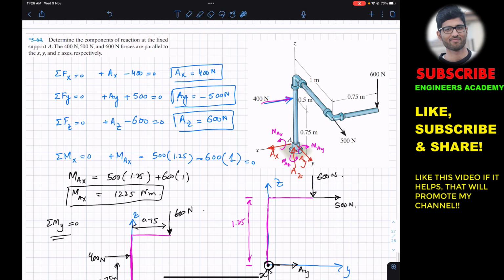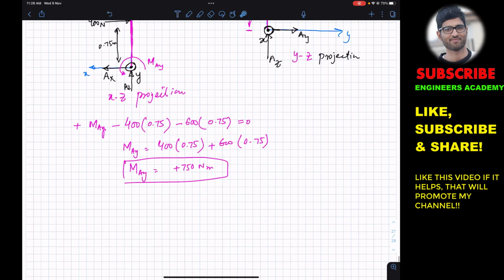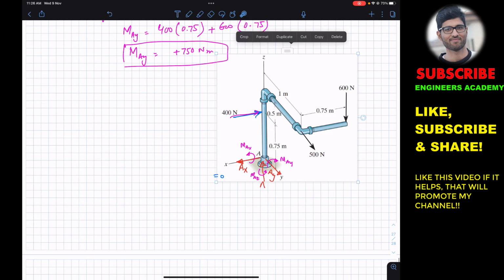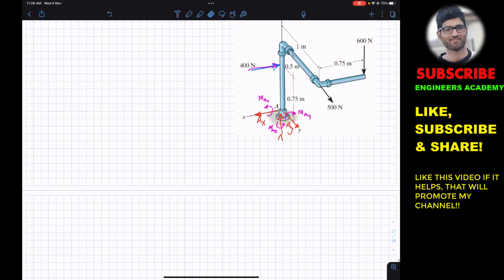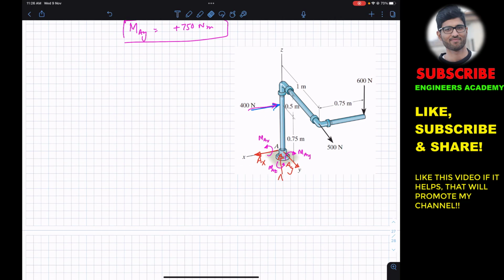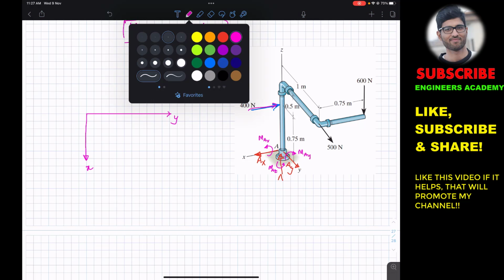Similarly, we can apply the summation of moment about the z-axis. So now again, for the z-axis, we can draw the free body diagram from the top, and that will be easier for us to find the moment about the z-axis. So let's draw the free body diagram from the top. From the top, we will be able to see the x and y plane. So now the x-axis will be in the downward direction, the y-axis will be towards the right, let's say, and the z-axis is out of the screen.